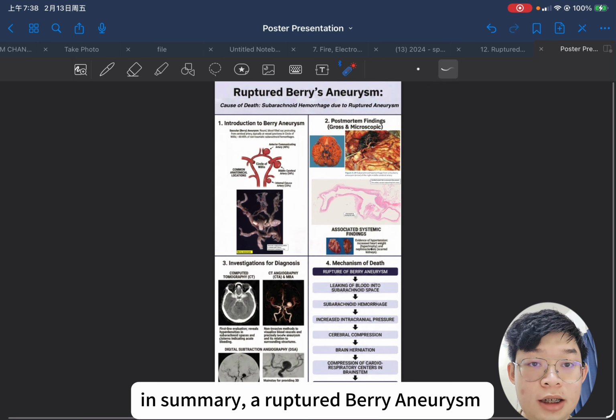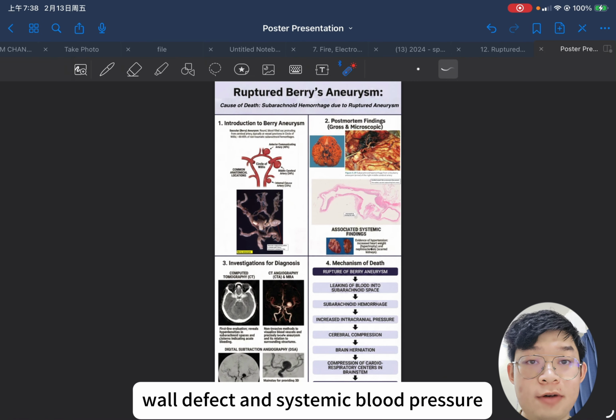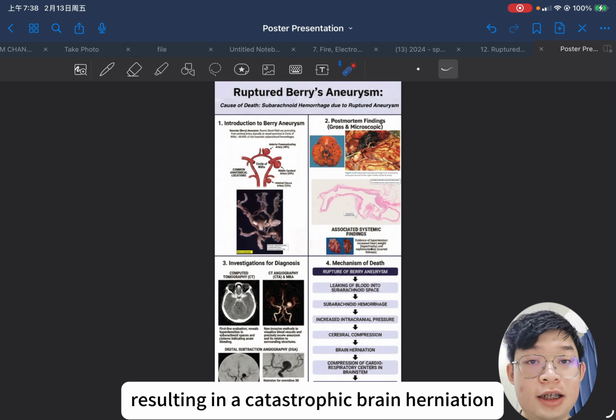In summary, a ruptured berry aneurysm is a lethal combination of microscopic wall defect and systemic blood pressure, resulting in a catastrophic brain herniation.